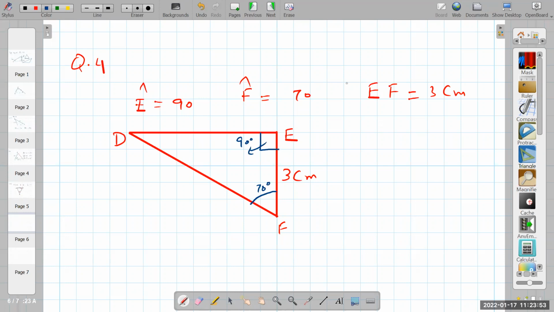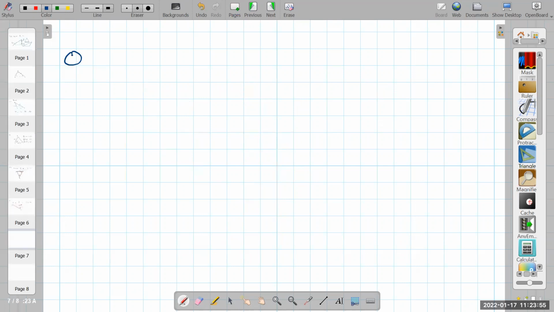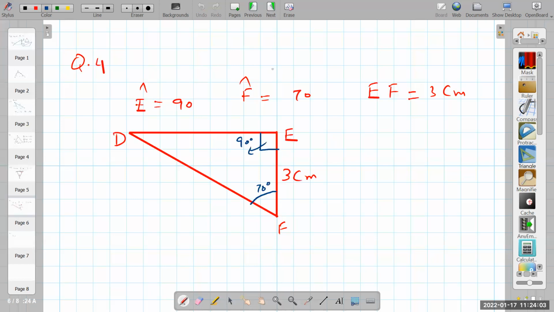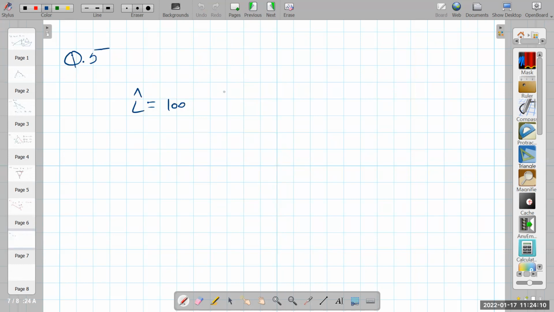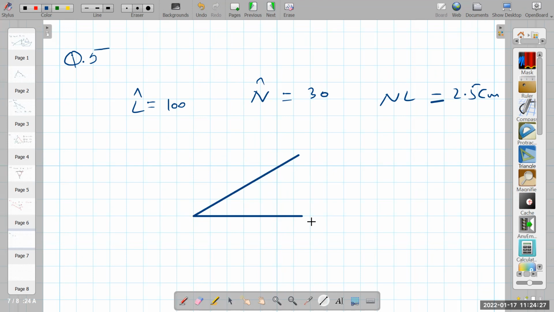Question number 5. Can you go back one second, Sir? You can see it later. Okay, fine. Angle L is equal to 100, N is equal to 30. NL is equal to 2.5 centimeters. Sir, I don't understand the lesson well.